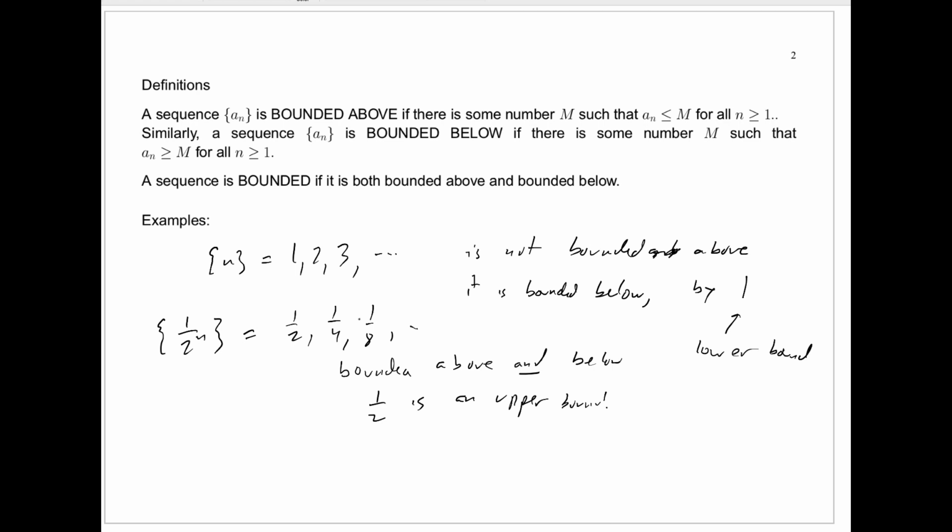Try to think what a lower bound might be for this sequence. If you pick any positive number, these terms eventually will get smaller than that positive number, but we can say that 0 is a lower bound because every term is greater than or equal to 0. Of course, a number like -17 is also a lower bound because every term is greater than or equal to -17.